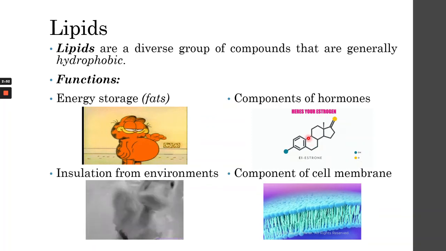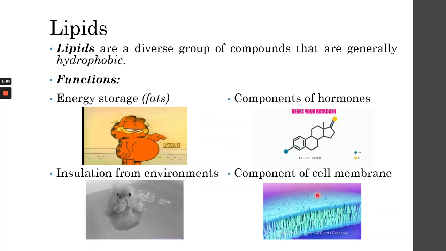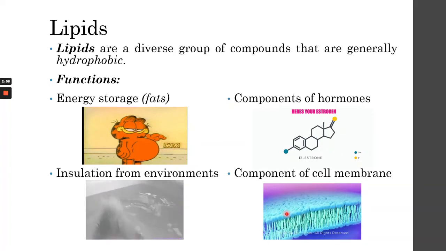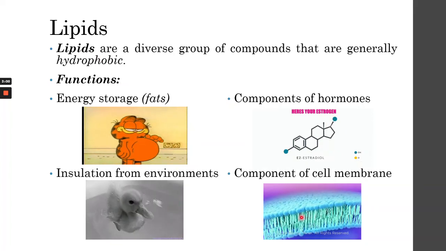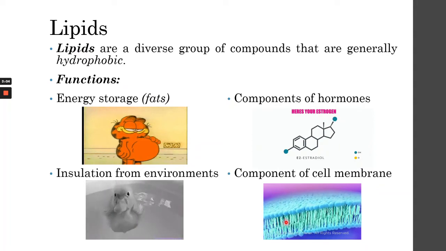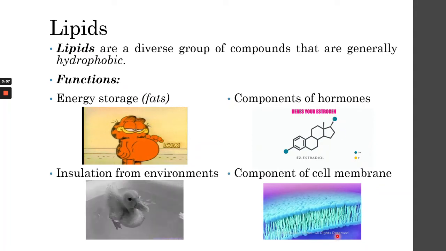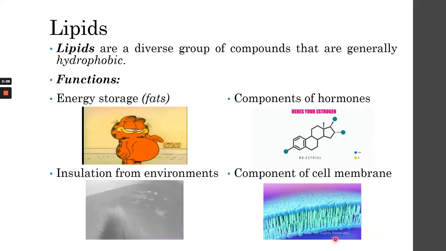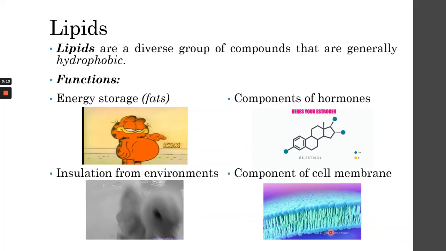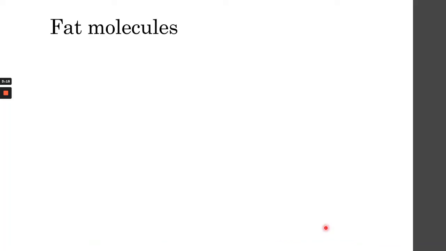And lastly, we are very familiar, they are a major component of the cell membrane. So we've discussed cell membrane and how phospholipids, which are types of lipids, create this phospholipid bilayer, which creates the cell membrane in order to separate the ECF and the ICF, or the extracellular fluid, from the intracellular fluid of the cell.